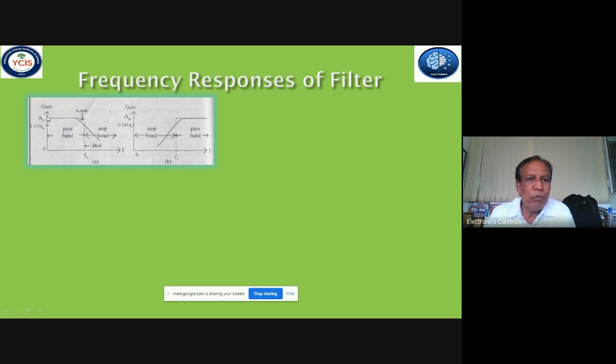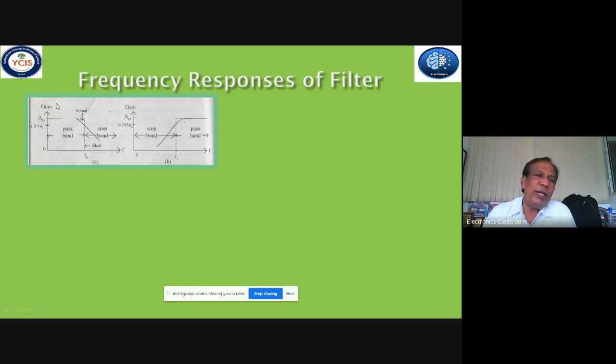So this is the thing, but they have one pass band and one stop band. The pass band starts from 0 to FC, and the stop band starts from FC, that is the cutoff frequency, to F equal to infinity. That range, that band of frequency from F equal to FC to F equal to infinity, is a stop band.